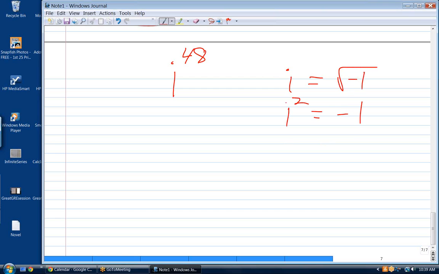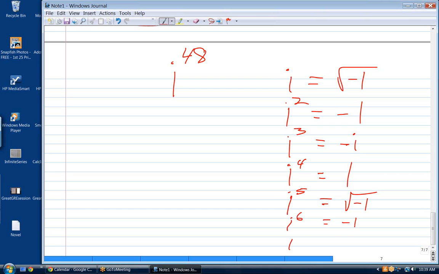What's i cubed equal? I'm going to guess 1. If i squared is minus 1, i cubed has to be minus 1 times i, so minus i. i to the 4th is i squared times i squared, which is 1. Then it repeats. So it repeats every 4th one.